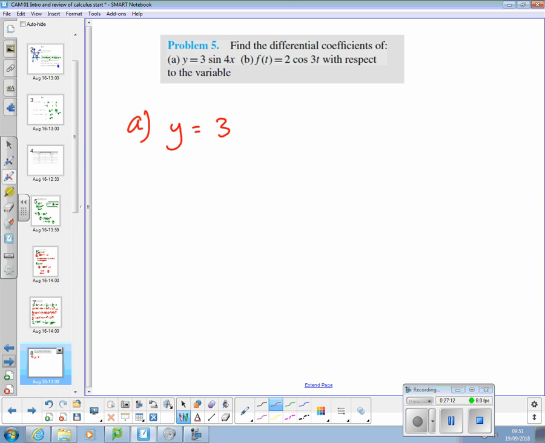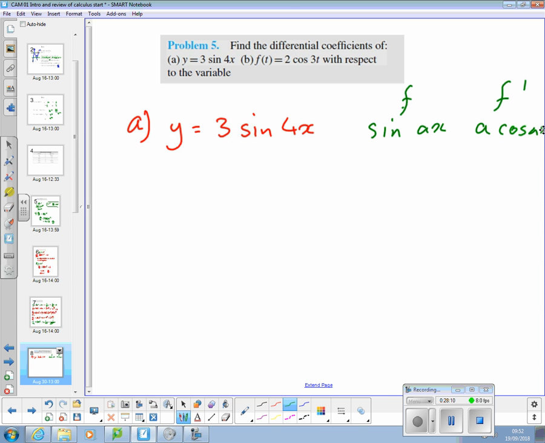Y is equal to 3 sine 4x. And the entry in the table we're using is sine AX. If we differentiate sine AX, we get A cos AX. Yeah. So that's the function. That's the differential.